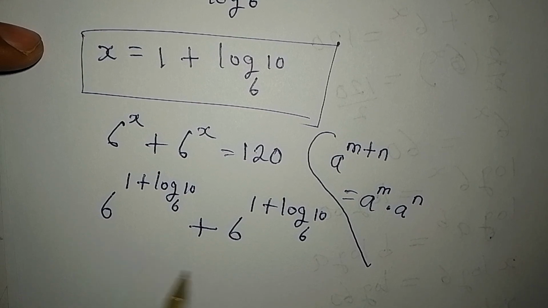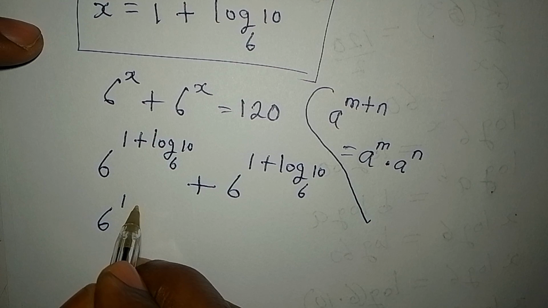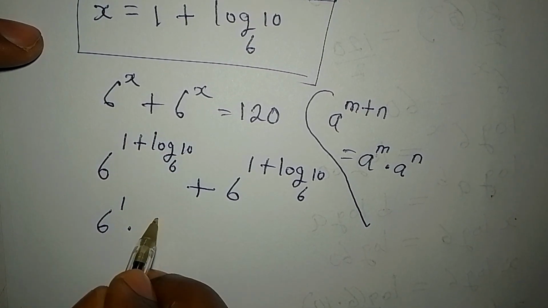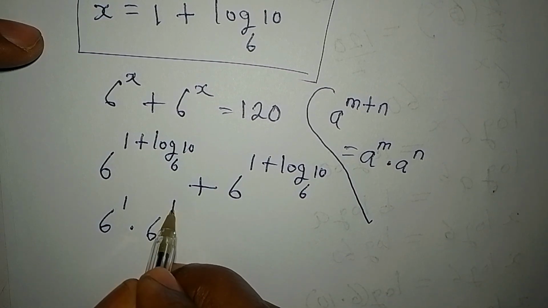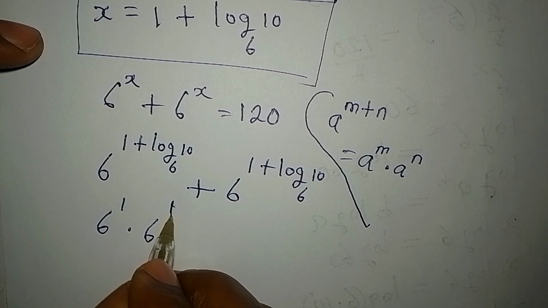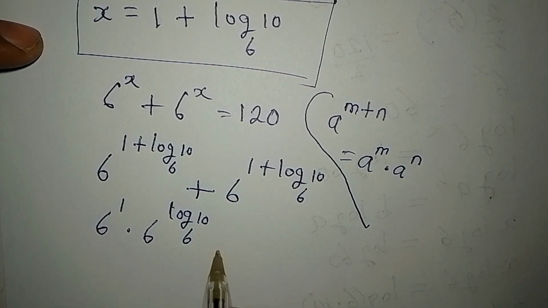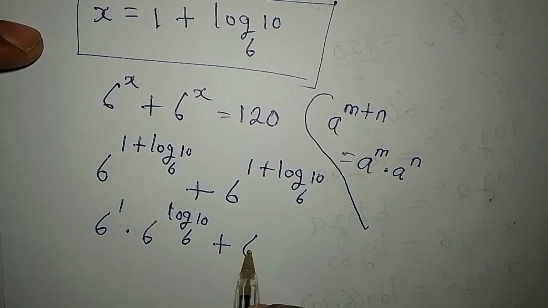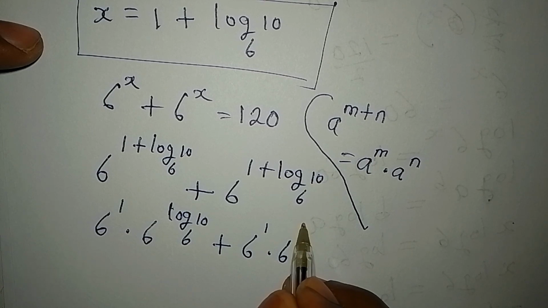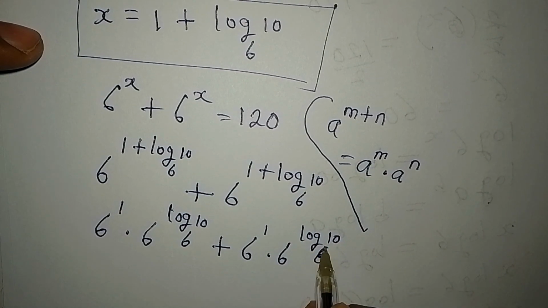So now that we have addition here, we're going to use multiplication. So it's going to be 6 to the power of 1, that is for this first power, then multiply by 6 to the power of log 10 to base 6. We already picked the 1, right? So we have log 10 to base 6. We're going to have this in two places. Then plus 6 to the power of 1 multiplied by 6 to the power of log 10 to base 6. Remember, this is our base.